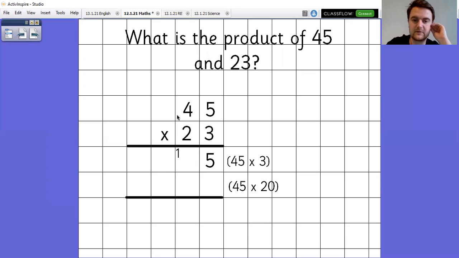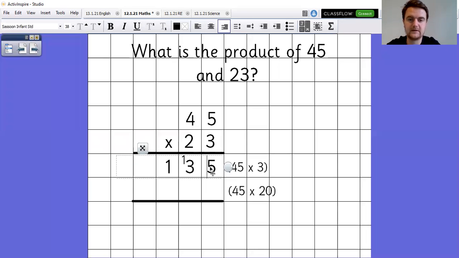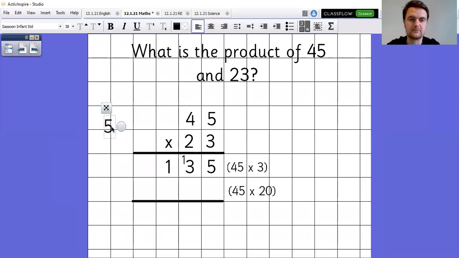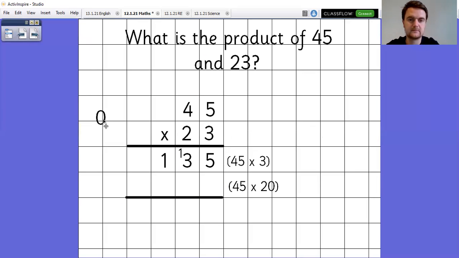4 lots of 3 is 12. Add the 1 gives me 13. So 45 times 3 is 135. Now I've got to do 45 times 20. I know that I can put that 0 in straight away because anything times by a multiple of 10 is going to end in a 0. So I can put 0 in the ones.